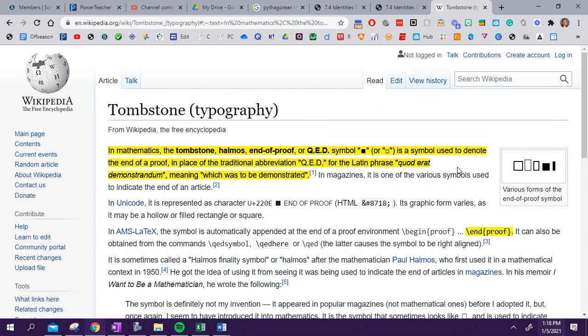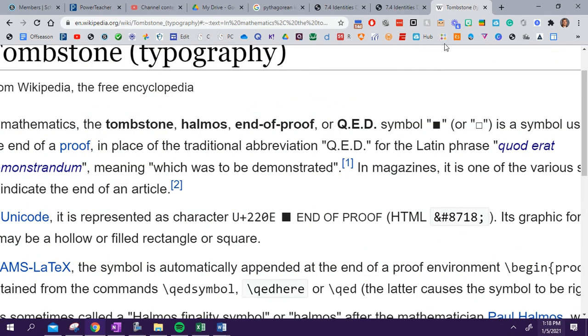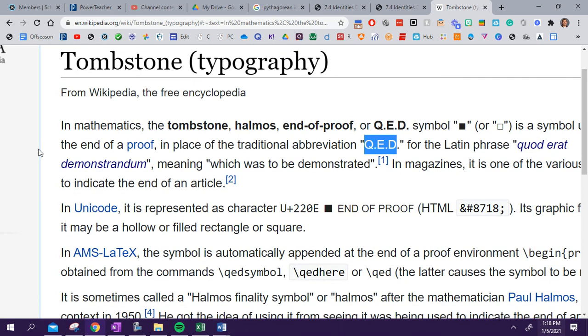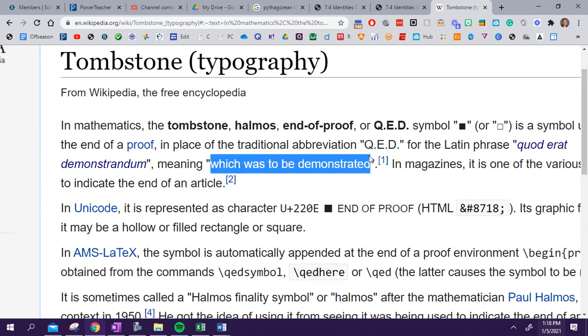You could also do the end of the road, or if you want to be super cool, you could put QED at the end of your problem. QED represents the Latin phrase quod erat demonstrandum, and that means which was to be demonstrated. Basically, I was trying to show this. QED, I showed what I was trying to show.